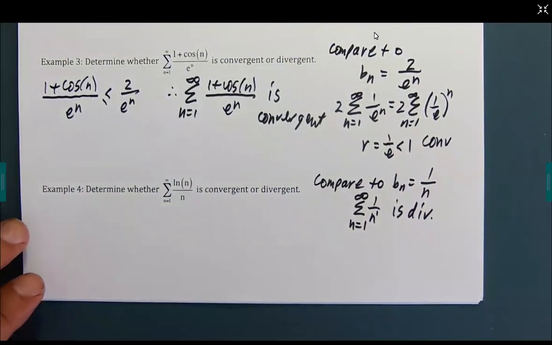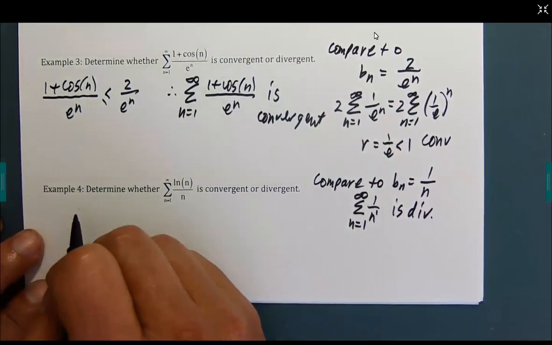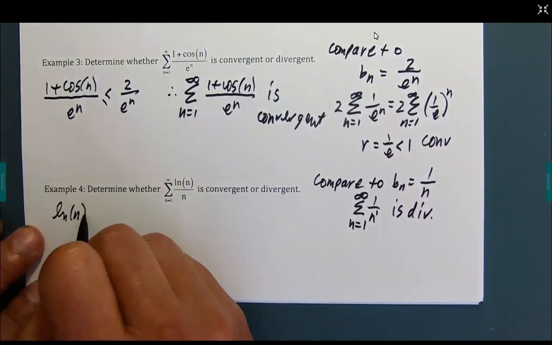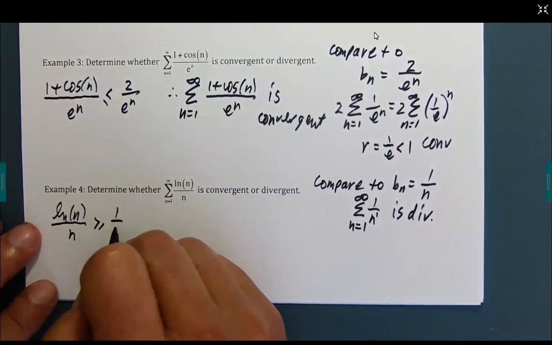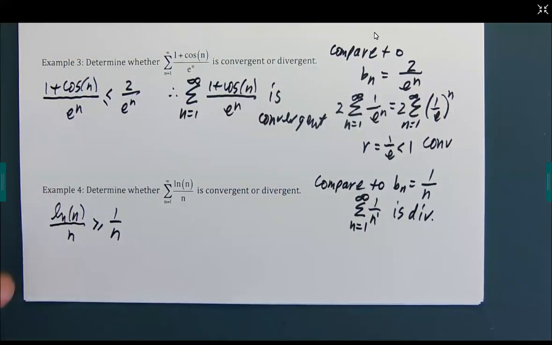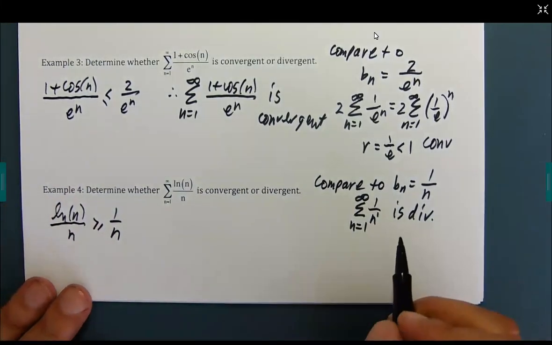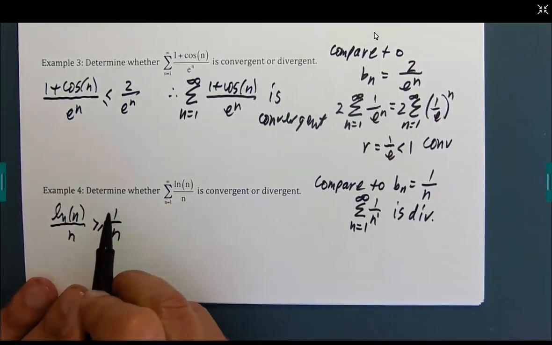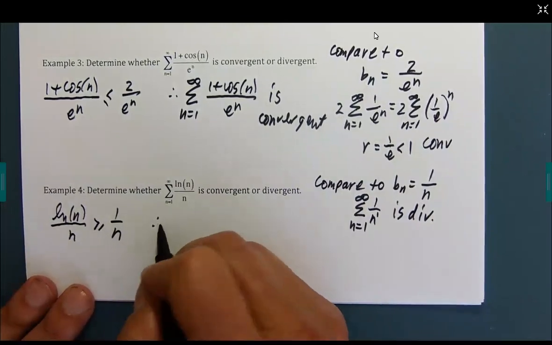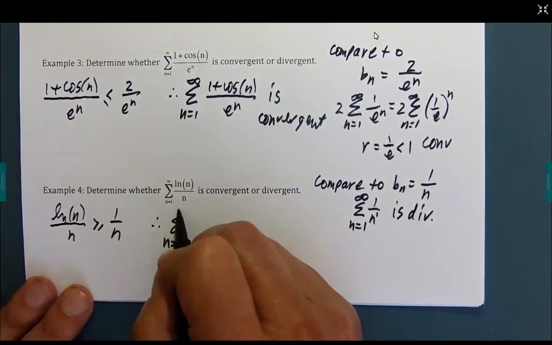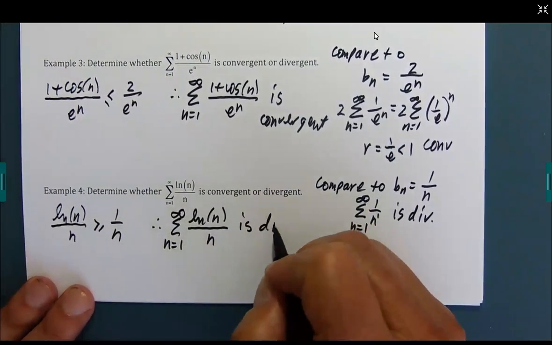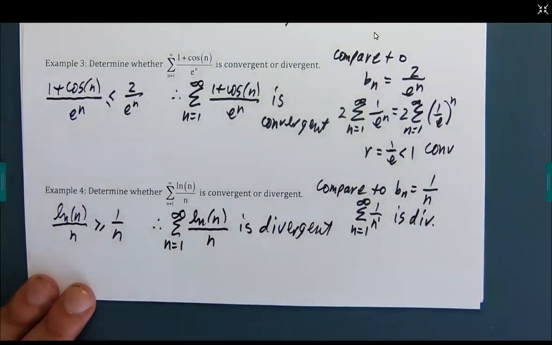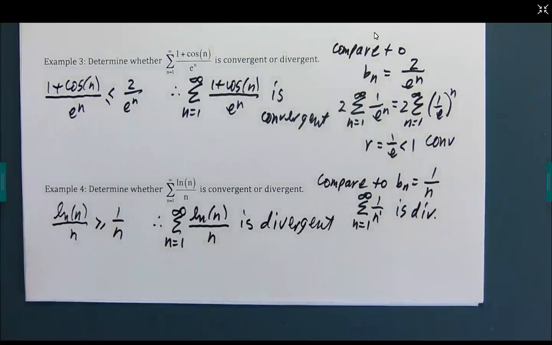And also, I want to point out that our a sub n, which is ln of n over n, will always be bigger than 1 over n. And you can see that that numerator is going off to infinity, so it's always going to be bigger than that 1 there. And because it's divergent and our original is larger than all of the terms of our comparison, therefore, the sum from n equals 1 to infinity of ln of n over n is divergent. So that is the direct comparison test.